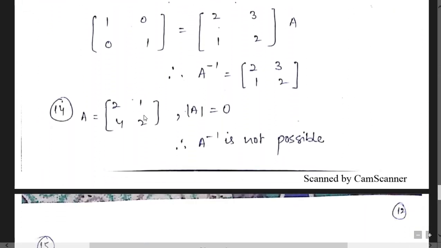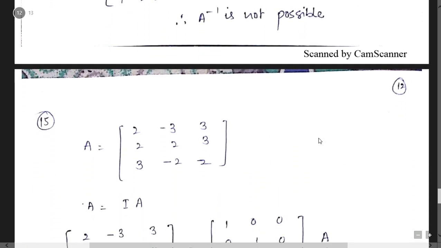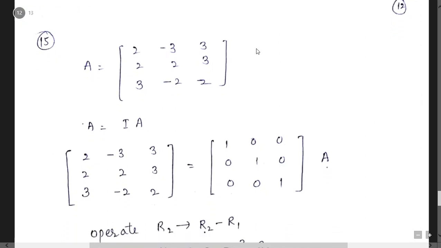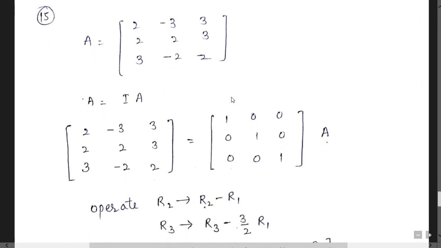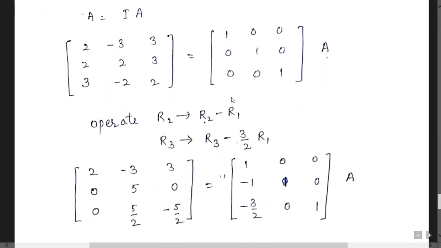Question number 14, again the determinant is 0. It means the inverse is not possible. Now this question, 3 into 3, is the most important one, because its length is more, and with the highest marks it may come in the examination. Now what steps are required? Look at the cursor. You have to convert these two elements, 2 and 3, into 0 in the first step.